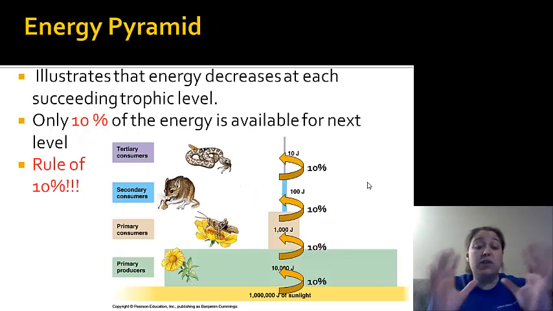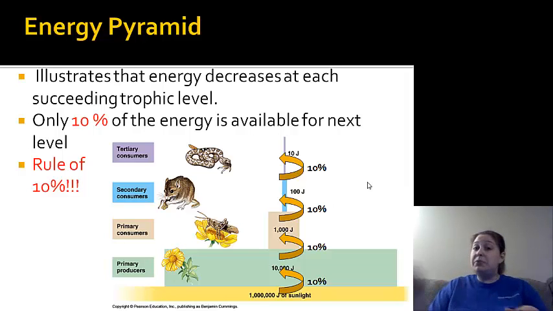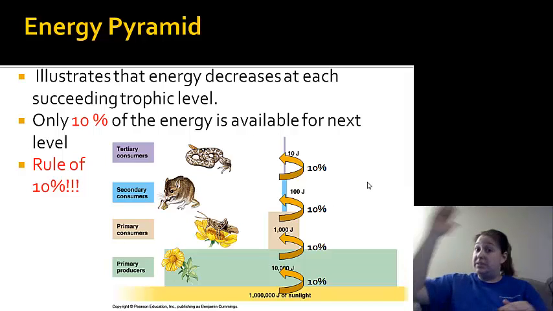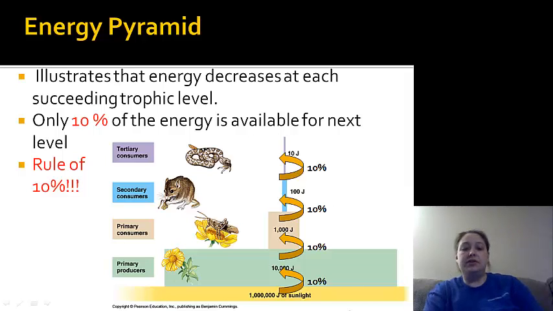Now, we have this rule of 10. The rule of 10% states that only 10% is available at the next level. Only 10% goes up to the next level. So, if we had 10,000 joules available for this plant, the grasshopper only gets 10% of that, which is 1,000 joules. Our mouse that eats our grasshopper will only get 10% of that, so that's 100 joules. And our snake that ate the mouse will only get 10% of that, which is 10 joules.